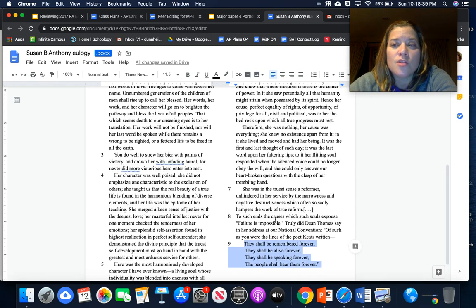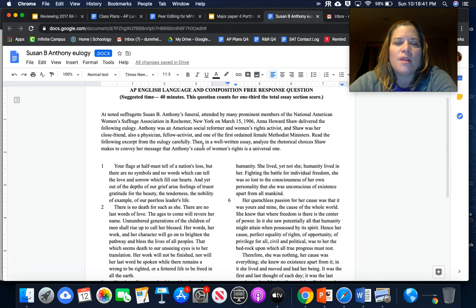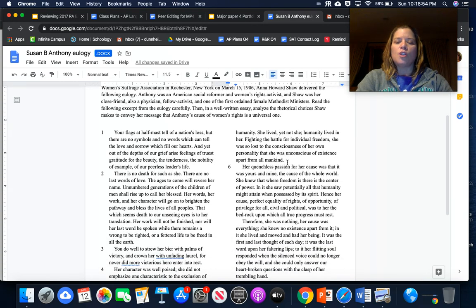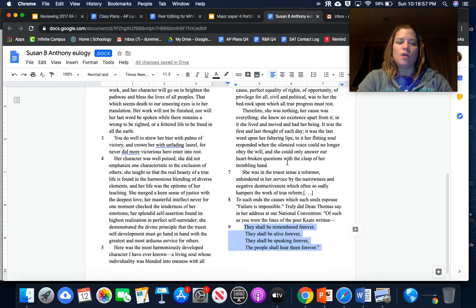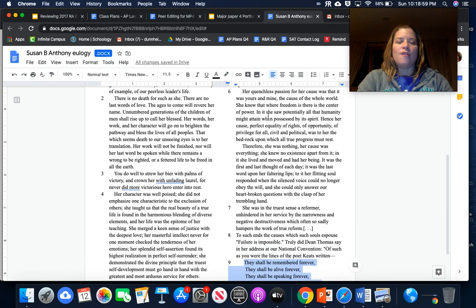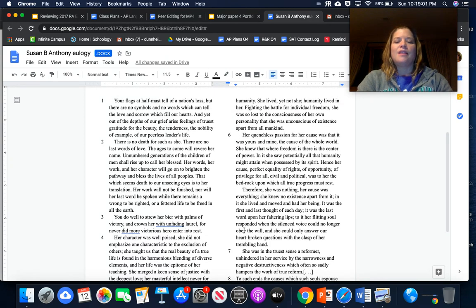Okay, let's go back up to the top really quickly, and remember the last sentence here kind of helps peek at our purpose. Analyze the rhetorical choices Shaw makes to convey her message that Anthony's cause of women's rights is a universal one. I really want you to pay attention to paragraphs 5, 6, and 7 to help you hone in on the exact purpose and how you might describe that.